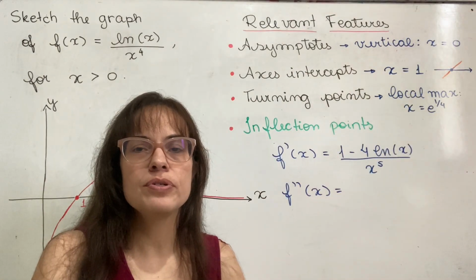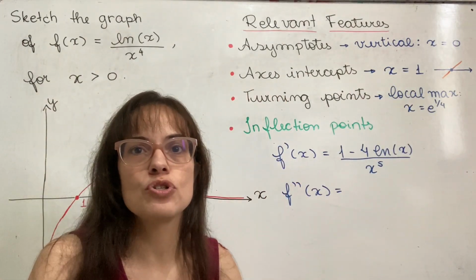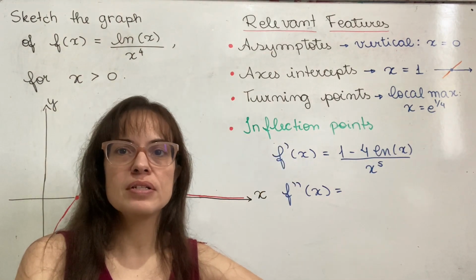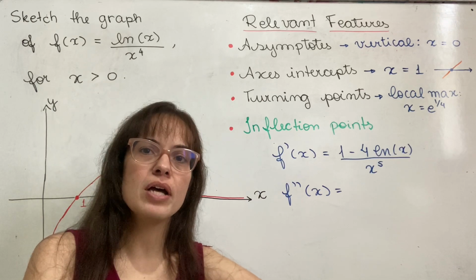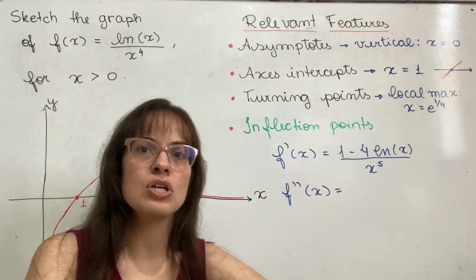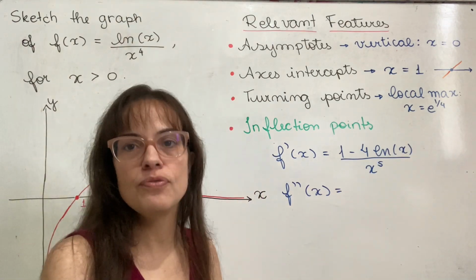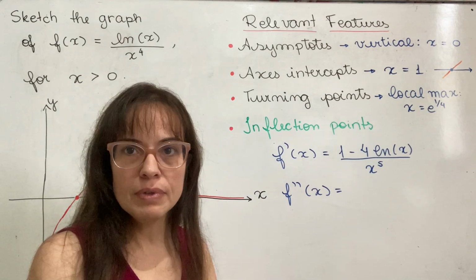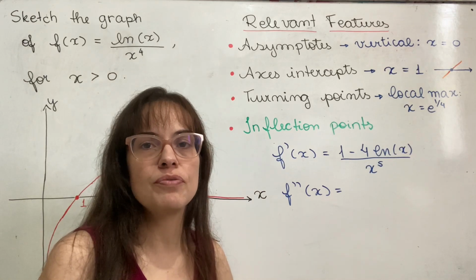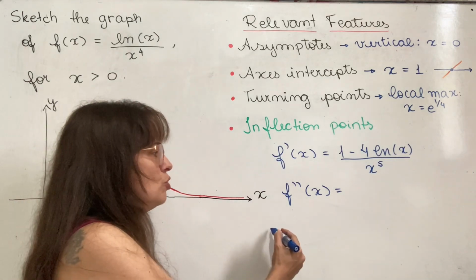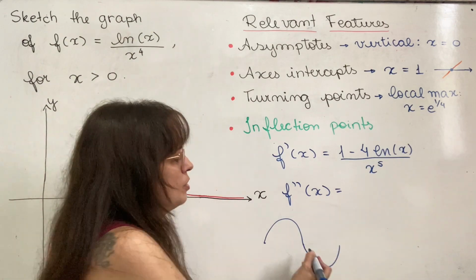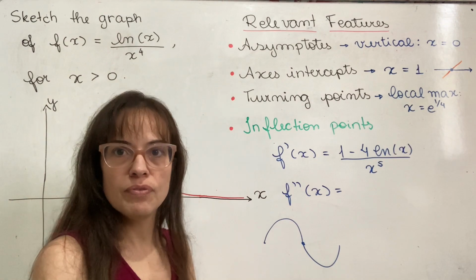Another thing that we could still put on the list of relevant features to include in any sketch is inflection points. But the reason why I'm putting that in a different color is because I think it's not as common to be required to include inflection points in a sketch as it is for the other features that I mentioned here, okay? But let's try to do it for this one. And an inflection point is the point where the function changes concavity, right? So you have concavity down, you have concavity up, and the point where that changes is the inflection point.